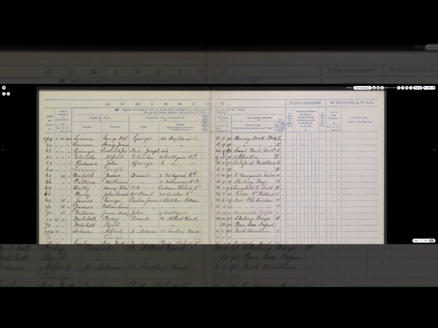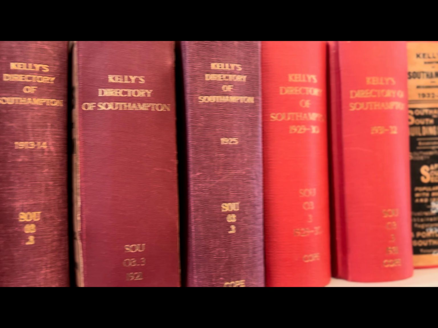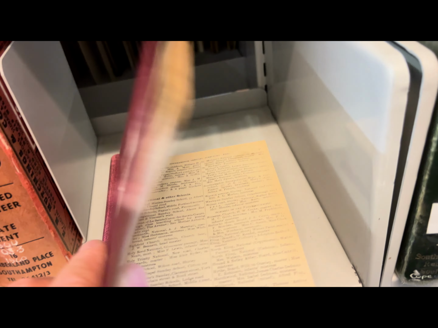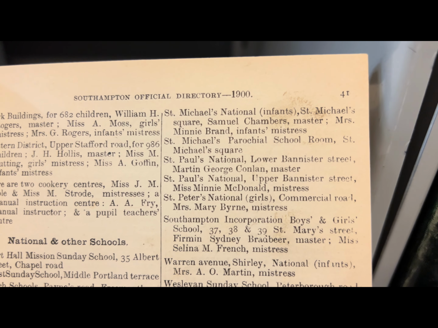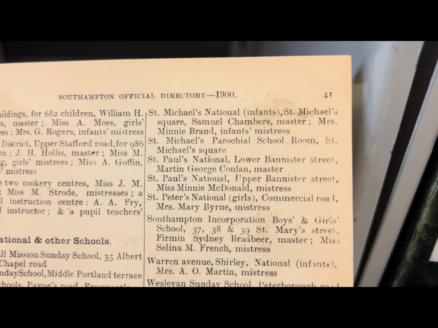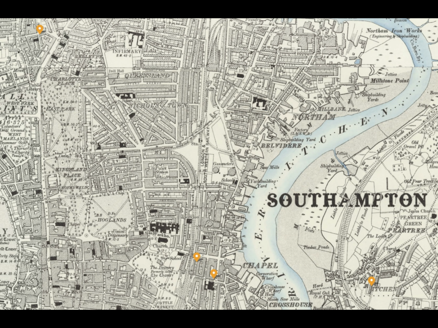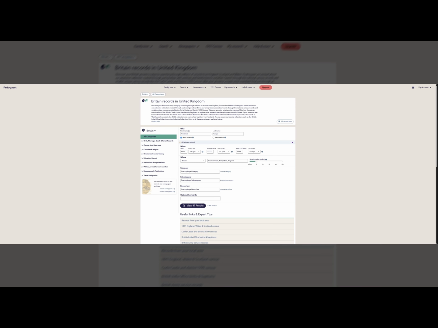Paul's. Now, I didn't know where that was, but luckily I have access to some Kelly's directories in my local library. And so I went there and had a look at the 1900 Kelly's directory for Southampton. And this is what I found. And in there we can see that St. Paul's was in Lower Bannister Street. That was the boys' school. Upper Bannister Street was the girls' school. And if we look at the map here, we can see right at the top left-hand corner is Carlton Place, where they lived at the time, and around the corner from it was the school, St. Paul's. So they did a lot of moving around.